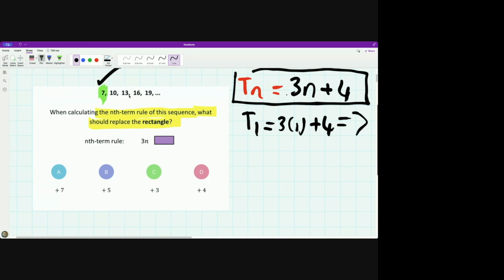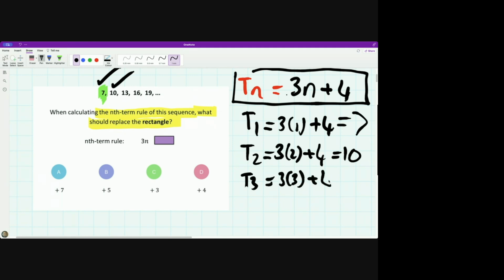So I've got the first term. But what about the second term? Well, if n is 2, the number of the term is 2, 3 times 2 is 6, 6 plus 4 is 10. Okay, let's check one more. 3 times 3 plus 4, what's that going to be? 3 times 3 is 9, plus 4 is 13. It looks like I have got a way of describing this number pattern.